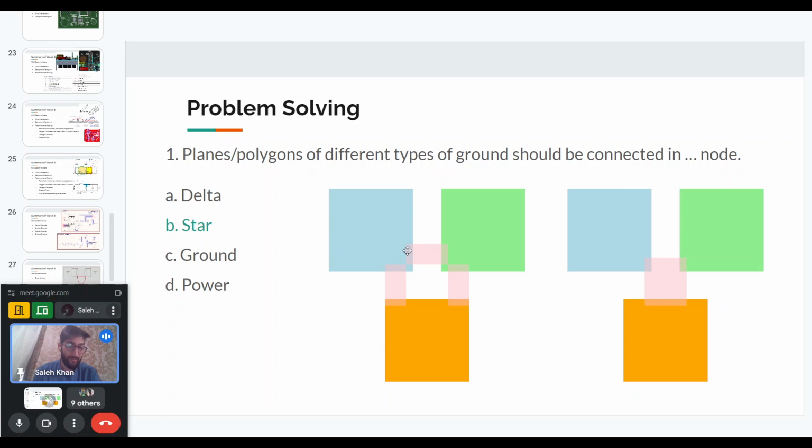So in general, this kind of connection is not preferred. What will be preferred is what is shown on the right, so that we connect them together. So even though this portion will have some impedance as well, it is minimized, or we try to equalize it between the three grounds. So in general, we will prefer a star type of connection compared to a delta type of connection.